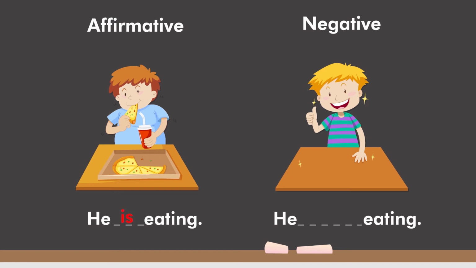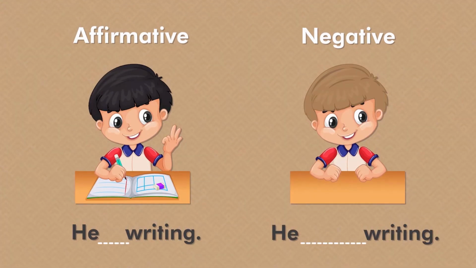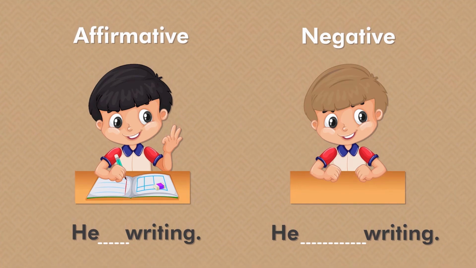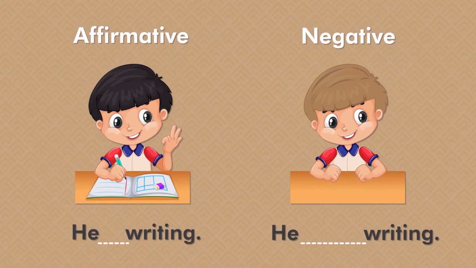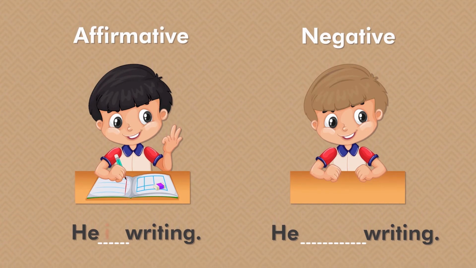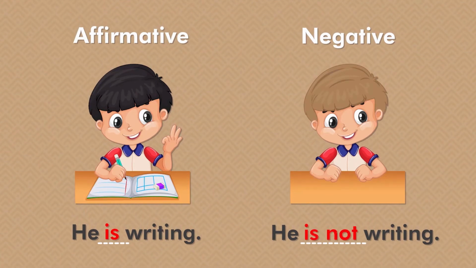That's right. For affirmative, you would say he is eating. For negative, you would say he is not eating. Great work. Can you fill in the blank with the correct verb? You got it. For affirmative, you would say he is writing. For negative, you would say he is not writing.